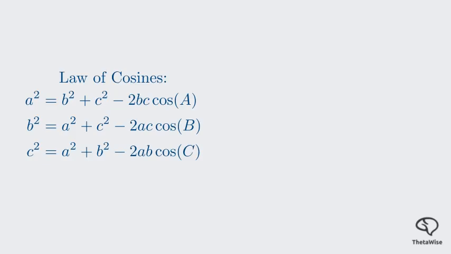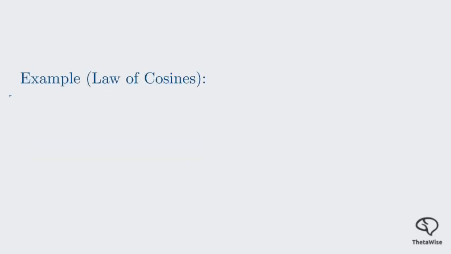This happens in two main cases: side-angle-side, SAS, where we know two sides and the angle between them, or side-side-side, SSS, where we know all three sides. Let's try an SAS example. Suppose we have a triangle where side b is 8, side c is 12, and the angle A between them is 70 degrees. We want to find the length of side a.